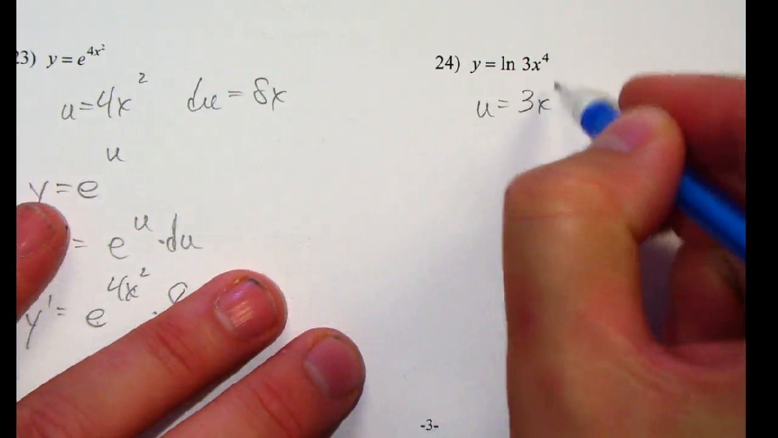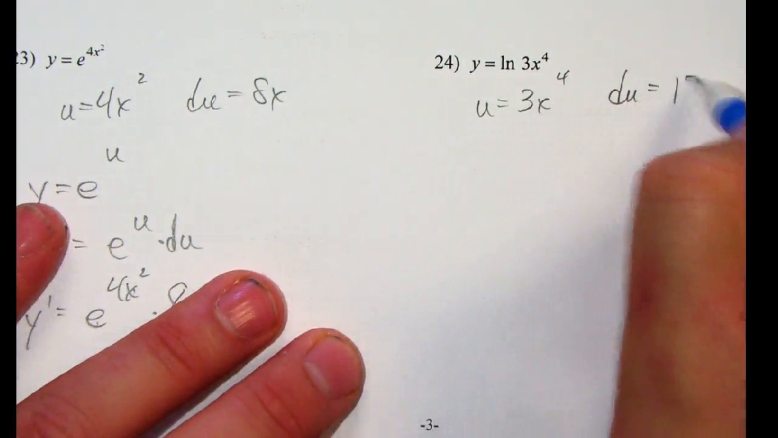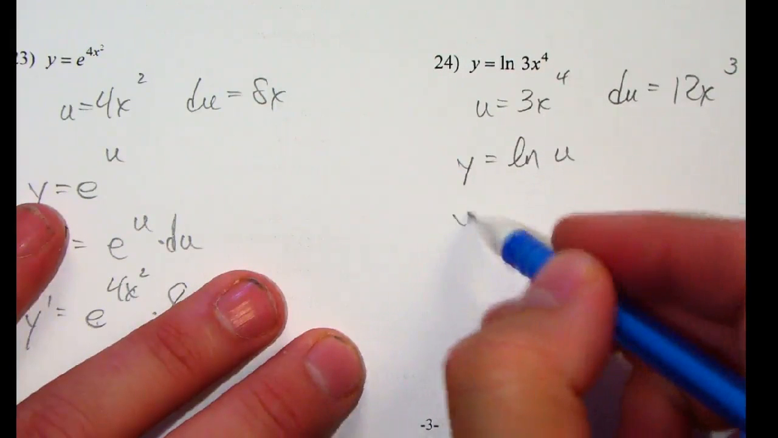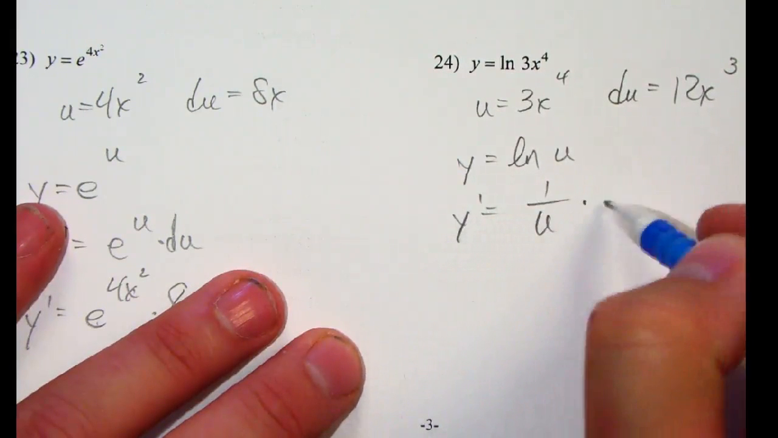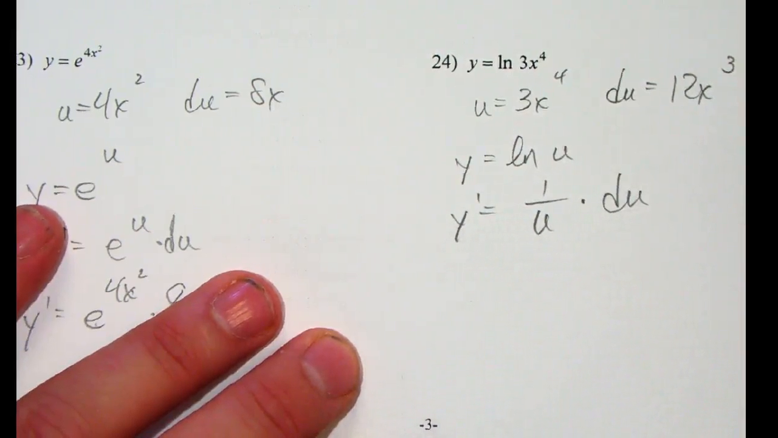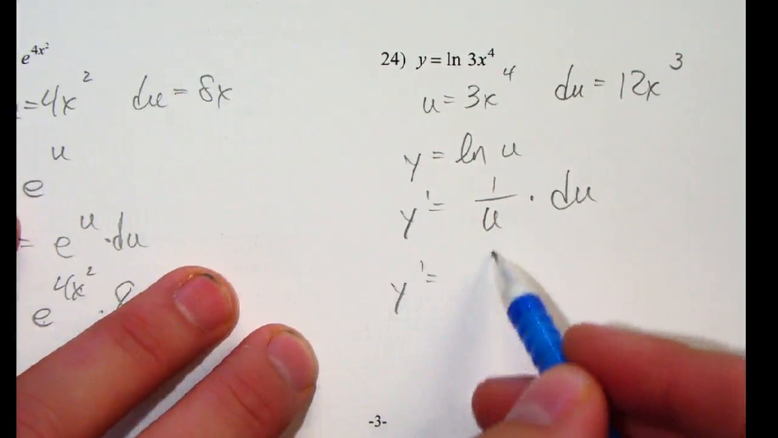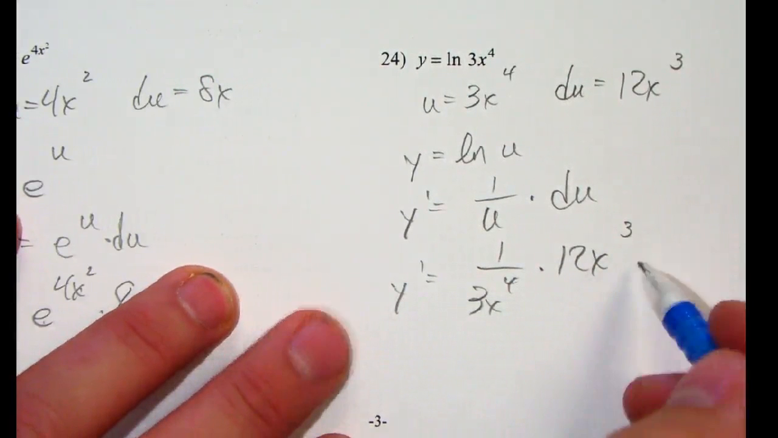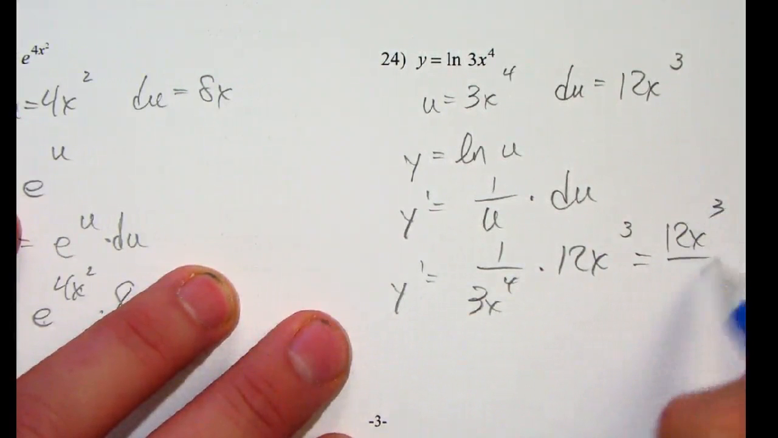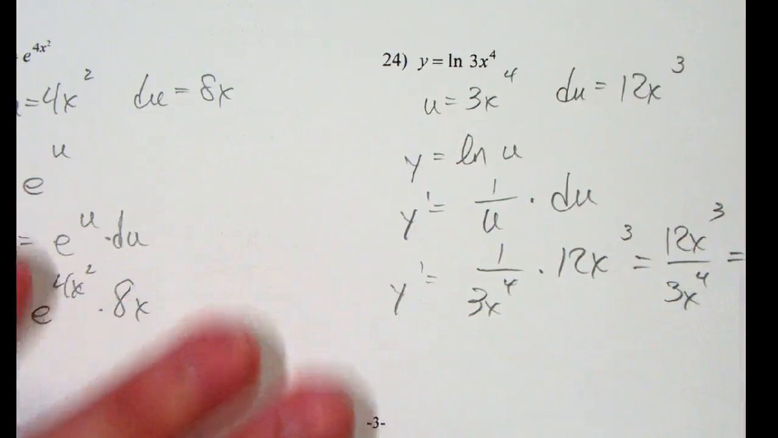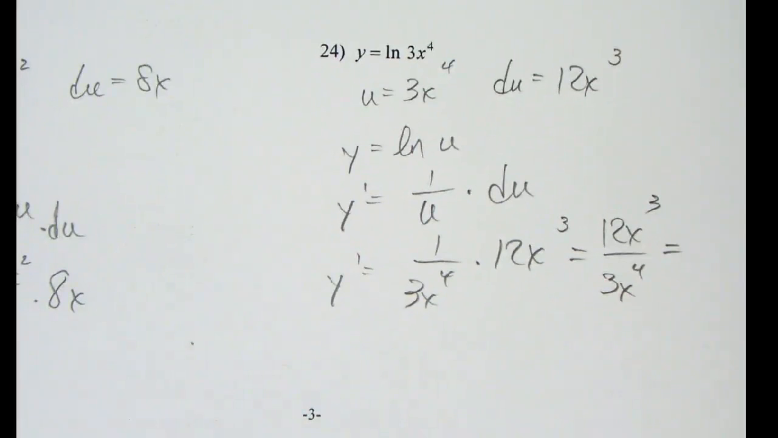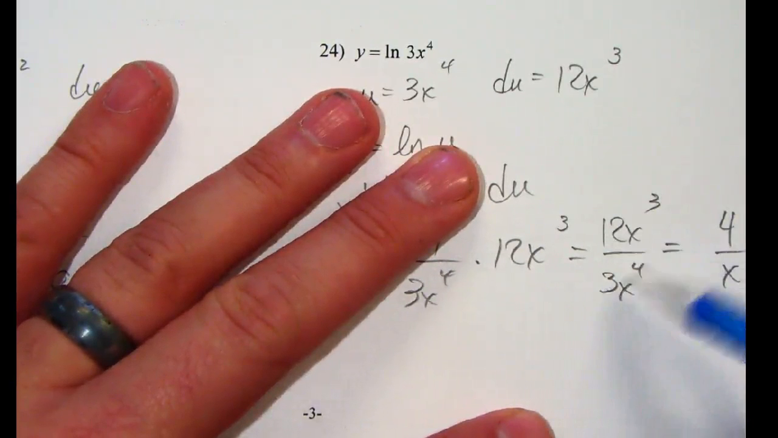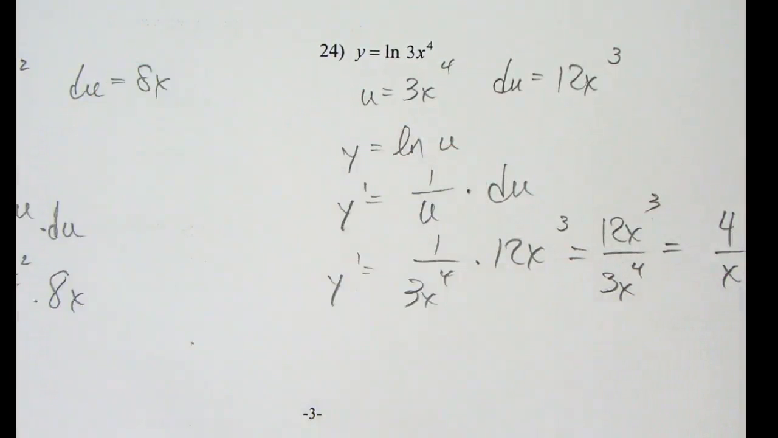24, similar. I can do it either way. So u, I'm going to call 3x to the fourth. Du would be 12x to the third. So the problem is really the natural log of u. The derivative of that is 1 over u, but I took the derivative of a u, so multiply by du. So it's 1 over 3x to the fourth times 12x to the third. Let's write it as one fraction, so 12x to the third over 3x to the fourth. And you could actually stop there. That's a legitimate answer. On the multiple choice in the AP, they would probably put 4 over x. So 12 over 3 is 4, and you'd have 1 extra x on the bottom.